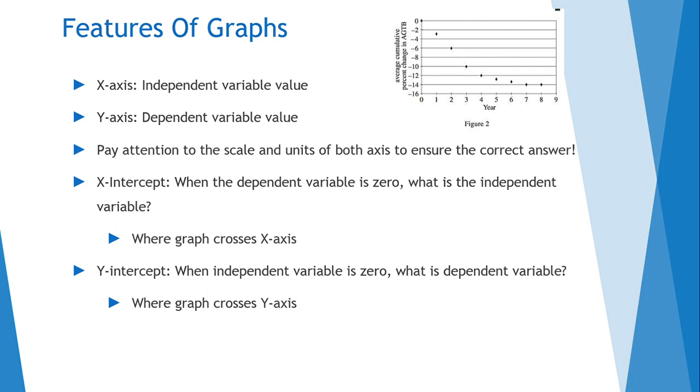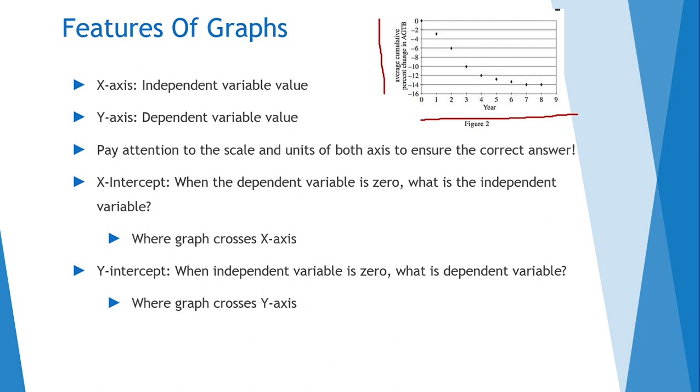So, what are some of the main features of a graph that you need to be aware of? The first are the axes. The x-axis, or horizontal axis of a graph, usually has the independent variable value, meaning the variable that is being changed at regular intervals. The y-axis, or vertical axis of a graph, usually has the dependent variable, or the variable that's being impacted by changes in the independent variable.